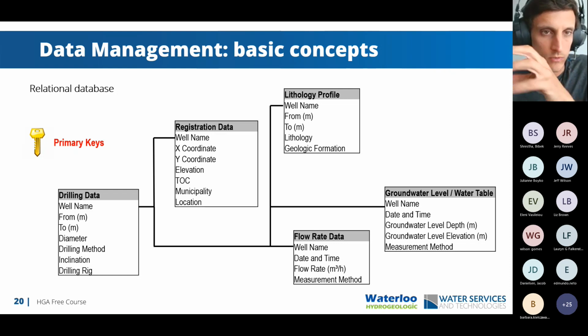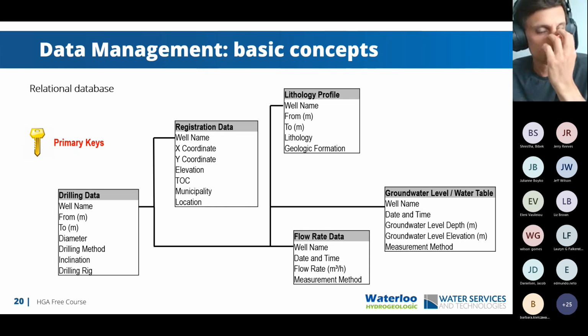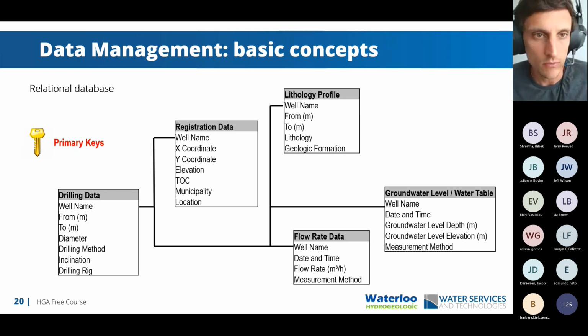You can have two wells with the same x coordinate, but they can have different y coordinates. They can have the same y coordinates, but different x coordinates. You can have wells with the same elevation. You can have wells in the same city or same location, but you cannot have two wells with the same name. So this is why this will be the only primary key of this table.